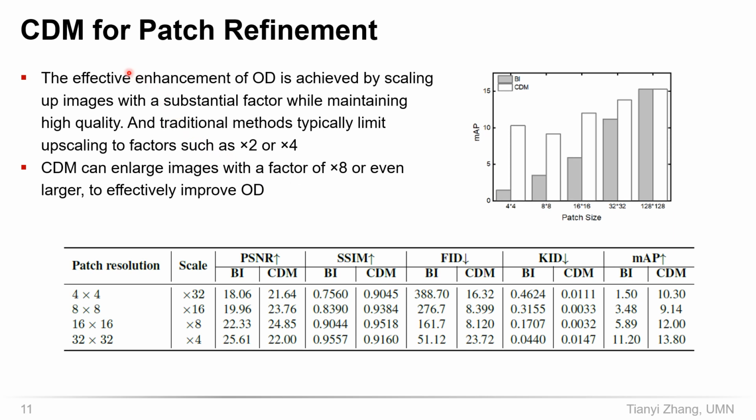This page shows the results of the CDM for patch refinement. This table shows the comparison of the CDM, the computation, the diffusion models, and the BI, the bilinear interpolation. As you can see, for the 4 times upscaling, even for our CDM, the mAP, the OD improvement is not very significant. But for 8 times, you can find that the OD gets improved a lot. So it matches what I just introduced previously, right? We need to upscale with a large factor to improve the OD.